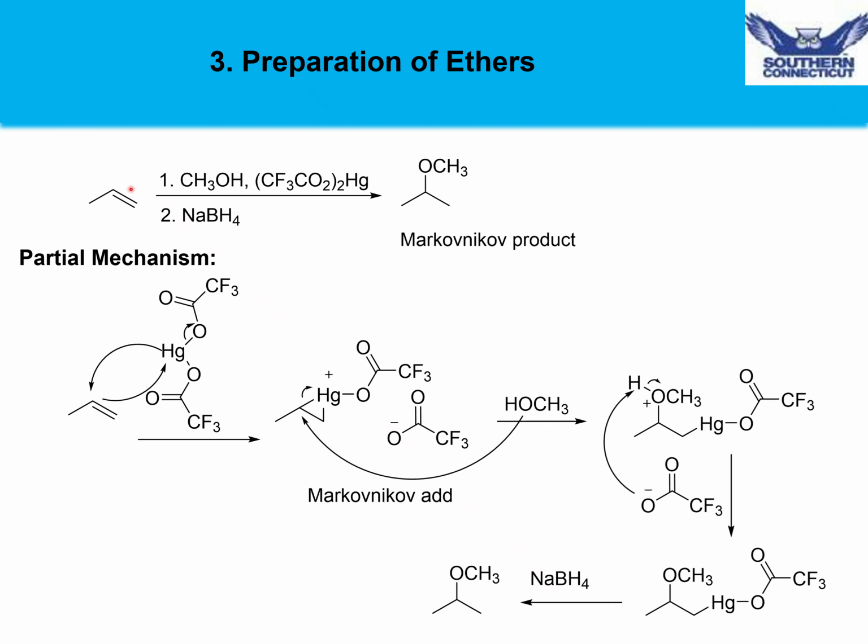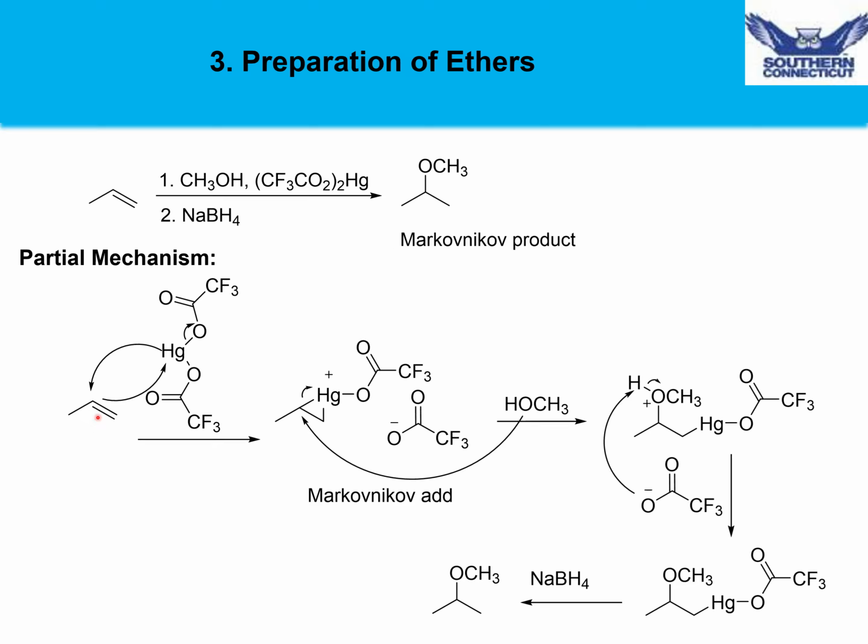Here's another example with an unsymmetrical alkene. We're using mercury trifluoroacetate plus methanol, followed by sodium borohydride to produce the Markovnikov product. Notice the ether attaches to the more substituted carbon. The ether can be predicted just based on the alcohol we're using. So methanol was used here, so we get a methoxy group being added.